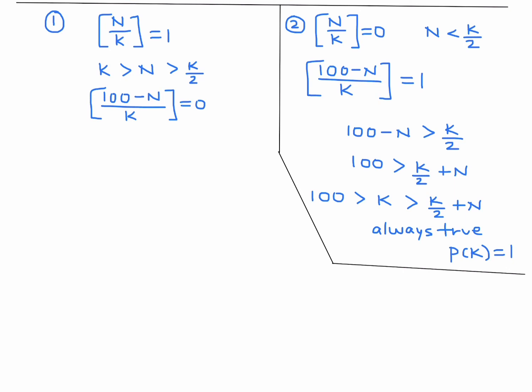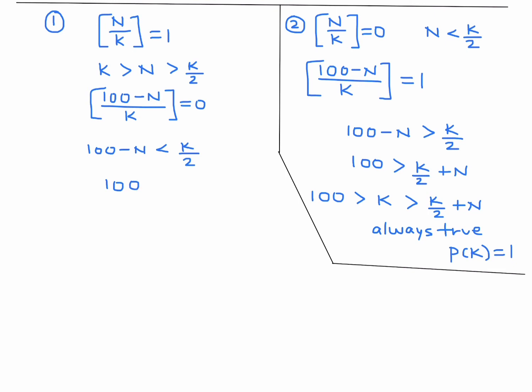We have a scenario that n is between k and k over 2, and we want this to equal 0. So that means we want 100 minus n to be less than k over 2. If it's less than k over 2, this will hold true.